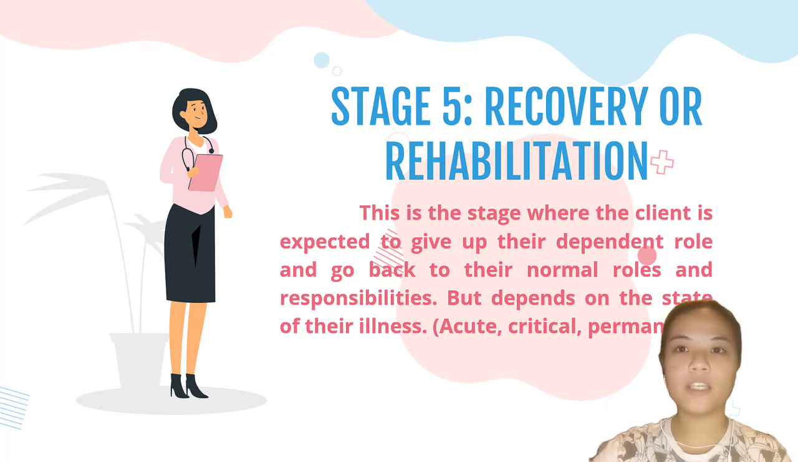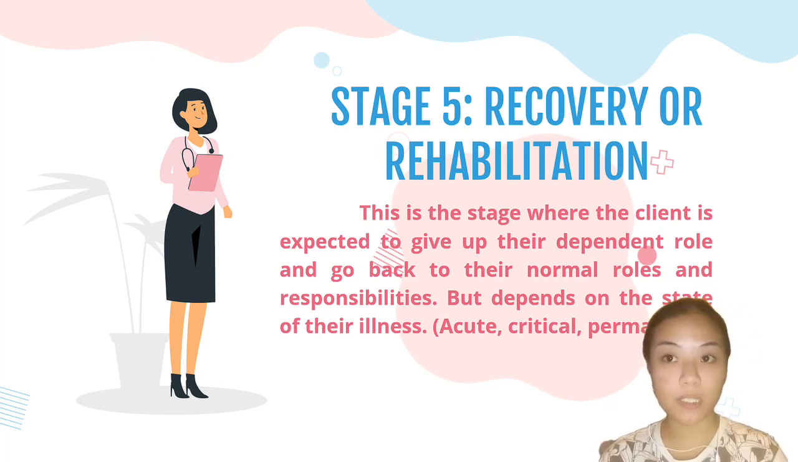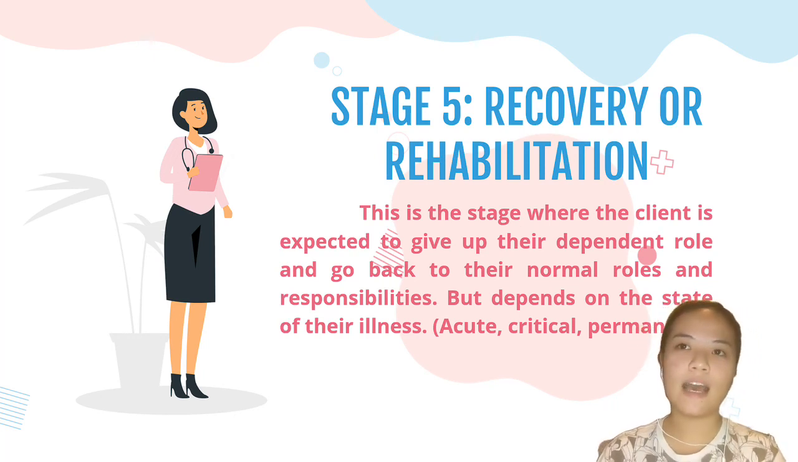For people with acute illness, they recover much quicker, making it easier for them to go back to their daily lives. And for those who have critical illness, it is harder for them to recover and they need to adjust their lifestyle to fit their needs. But people with permanent disability, on the other hand, have to go through therapy in order to make major adjustments to function or do things properly.